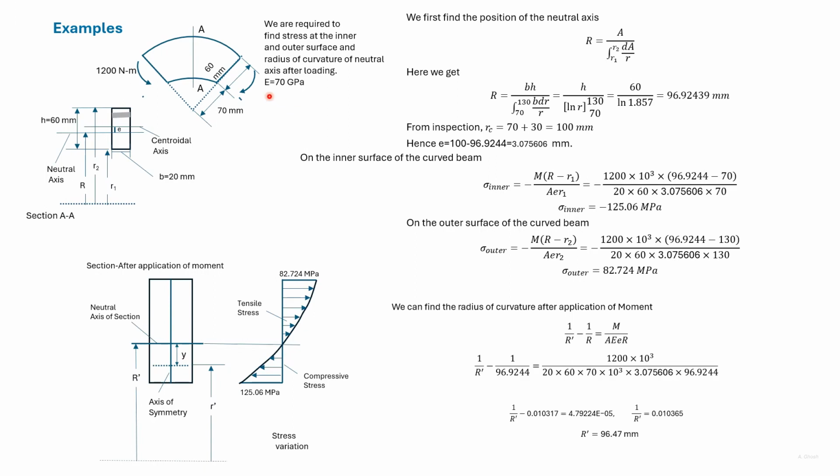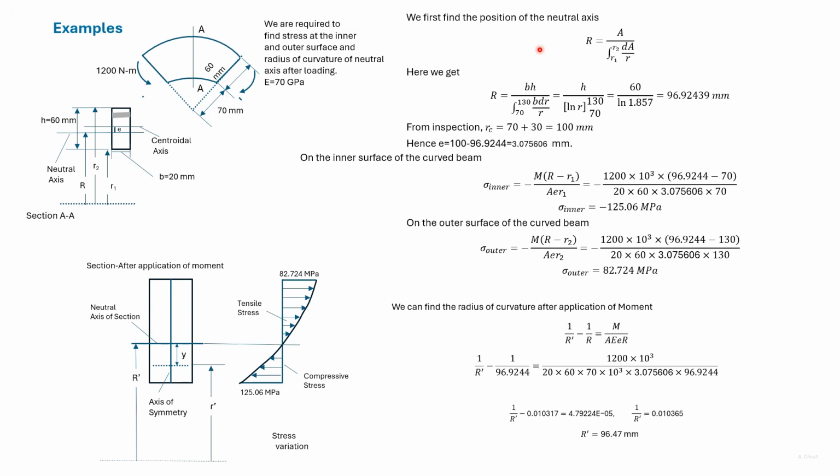We have a curved beam to which a moment has been applied as shown. We are given the radius of curvature of the inner surface and the dimensions of the rectangular section. We are required to find out the stress at the inner surface and the outer surface for a section such as AA. We are also given the Young's modulus and asked to find the radius of curvature of the neutral axis after loading.